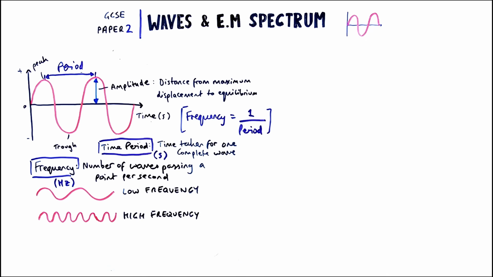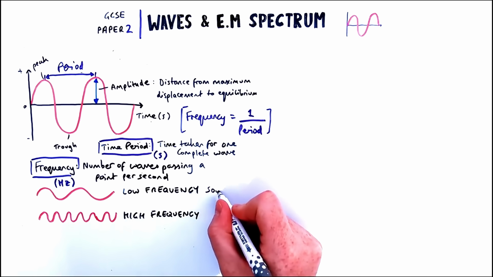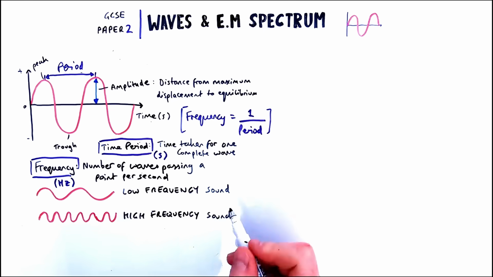Using these two diagrams I've drawn down here, a wave with a high frequency, i.e. lots of waves per second, if it's a sound wave, we describe it as a high pitch sound wave.